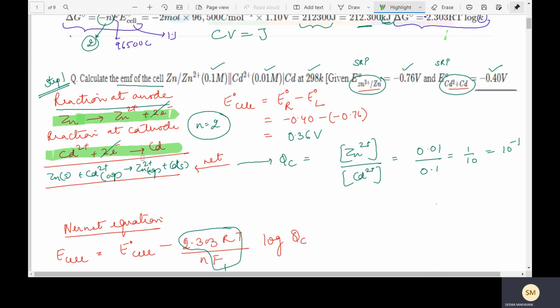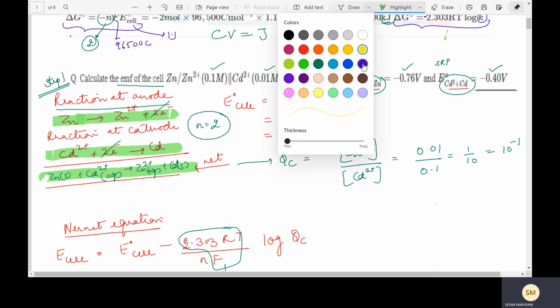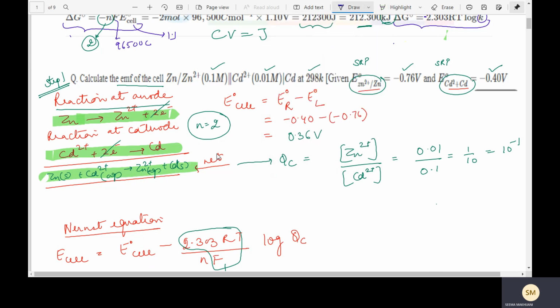When you write the net equation, the electrons of both the reactions get cancelled and your net equation therefore becomes this. Zinc reacts with cadmium 2 positive to give you zinc ions plus your cadmium solid. This is your net reaction. Now, after this, you require to find out the E naught cell. The formula for E naught cell is always the right value minus the left value.